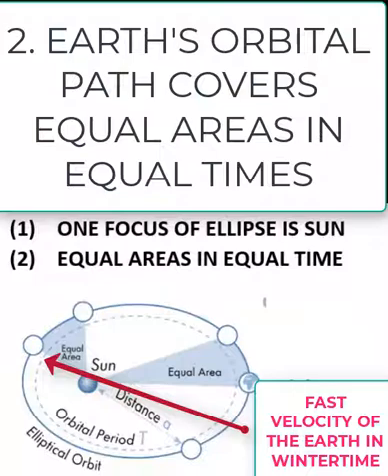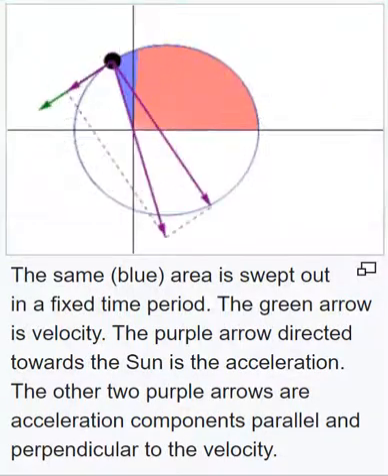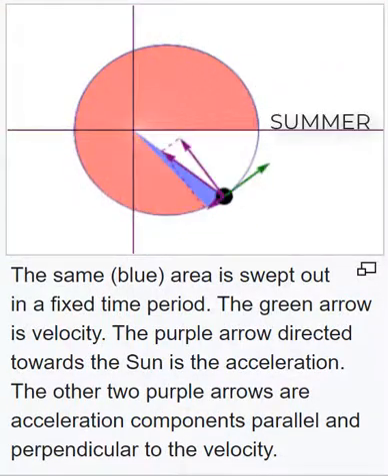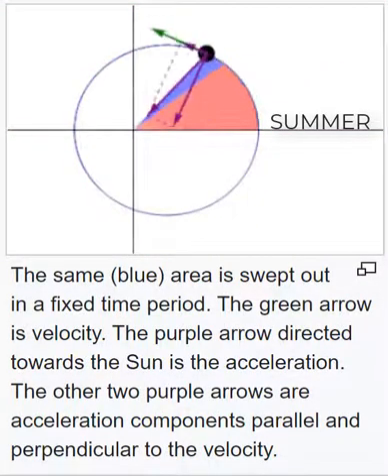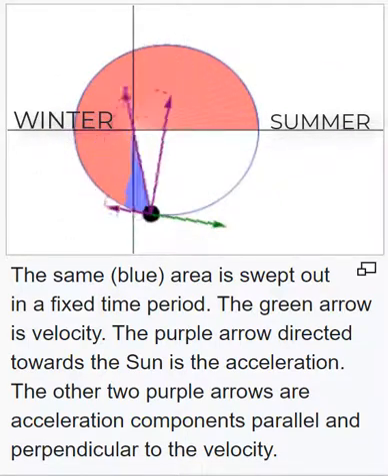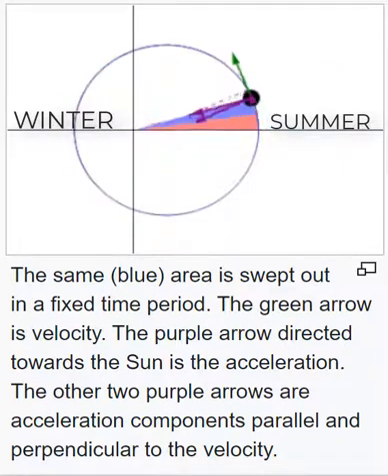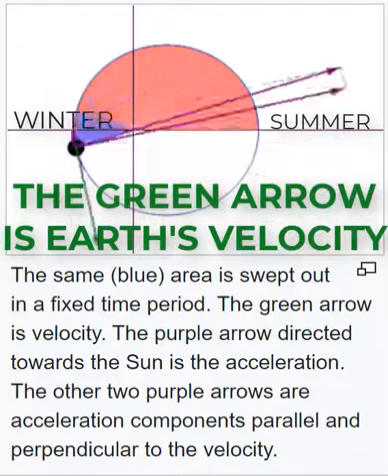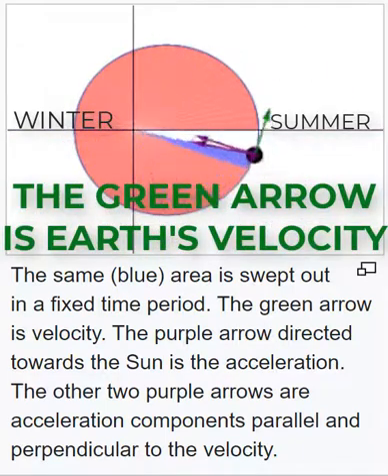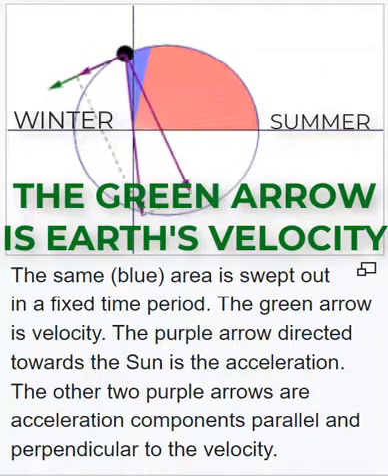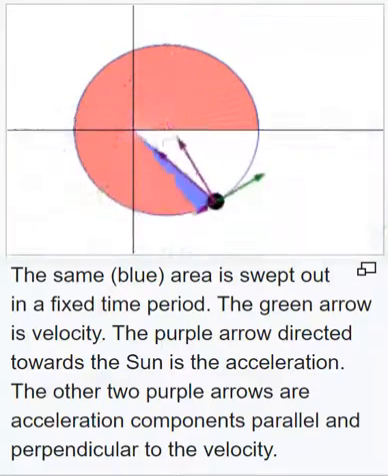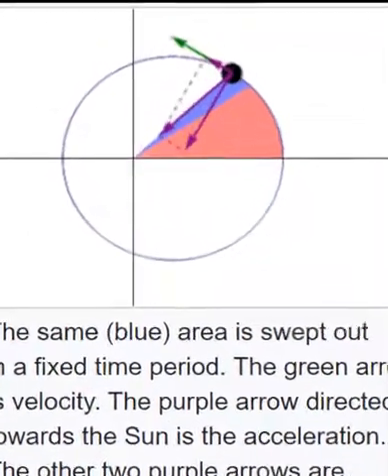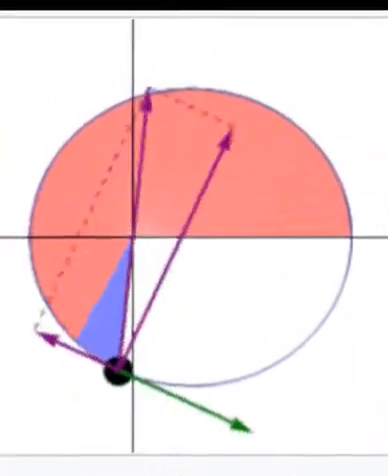And Kepler's law says that the Earth's path carves out equal areas in equal time. So the blue space shown above is always equal, and it goes slow when it's far from the Sun and fast when the Earth is close to the Sun. The green arrow is the Earth's velocity, which you can see decreasing and now increasing as it gets closer.